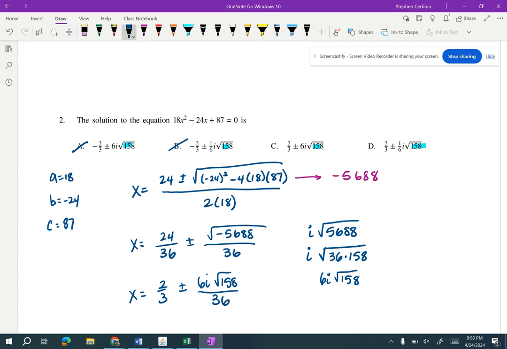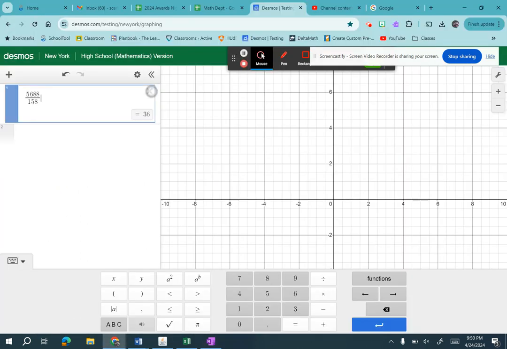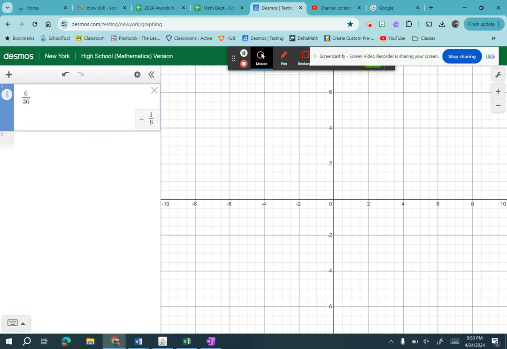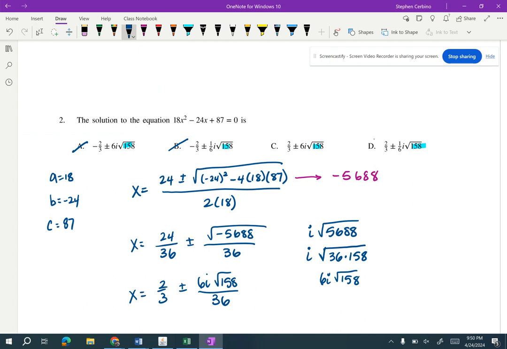So now we just have to figure out which of these remaining choices make this fraction 6 over 36. Right, because I can't simplify the 36 into the 158 or the i because they're not like terms. The 6 and 36 can be simplified. Well, 6 divided by 36, if you're not great with fractions, is going to be 1/6. So now we know the answer is D, because that's the only one with 1/6 that's left after we eliminated those first two choices.